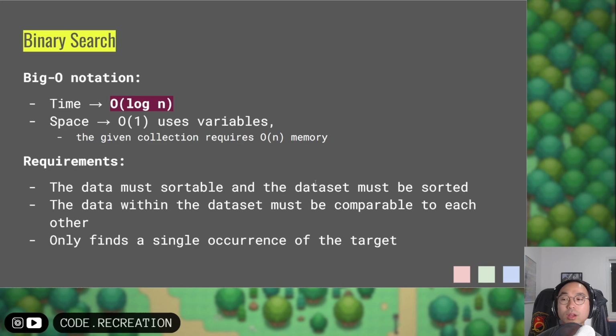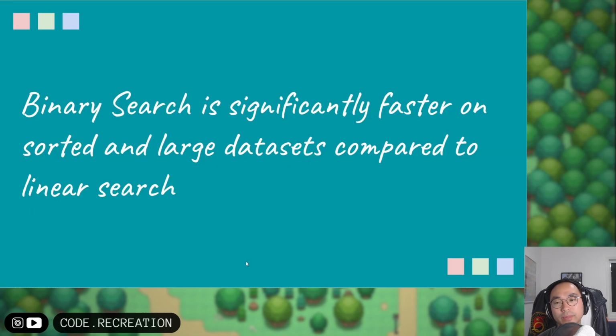And lastly, our pseudocode so far will only find a single occurrence of the target, and we would need to write a different algorithm if we were to try to find all the locations of a specific value. So binary search is significantly faster on sorted and larger data sets than a linear search on the exact same criteria of a data set.